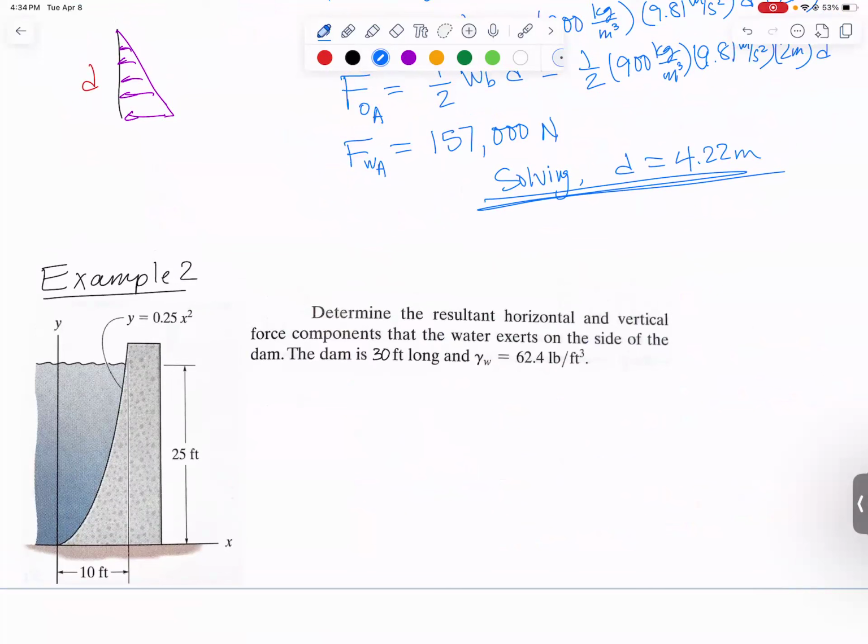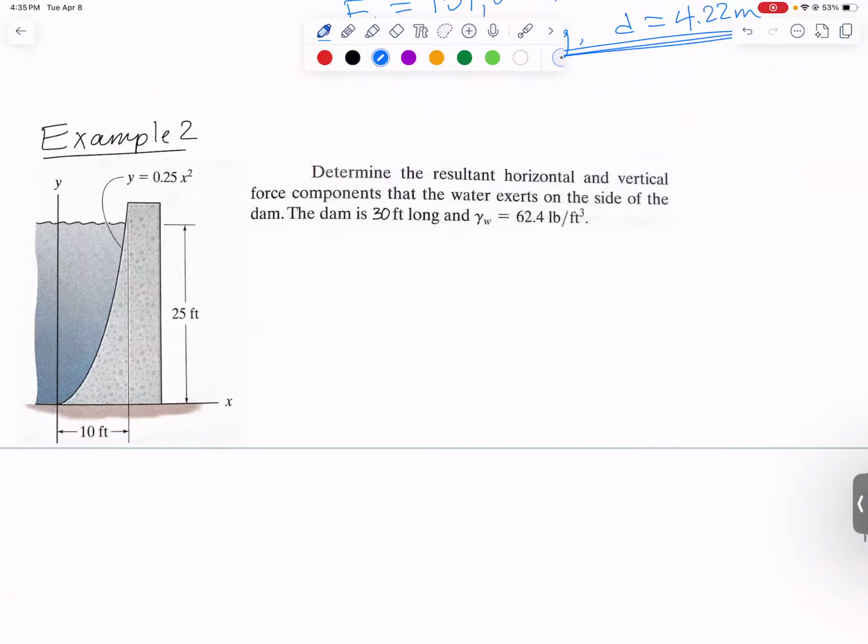So lots of fun. We have this dam here, and we're told that it's a parabola, y equals 0.25x squared. We're given some dimensions here, 10 feet over, 25 feet up. And we're told that it is 30 feet long, and that's the dimension into the page. It's English units, so we're given specific weight. And we are supposed to find the resultant horizontal and vertical force components that water exerts on the dam.